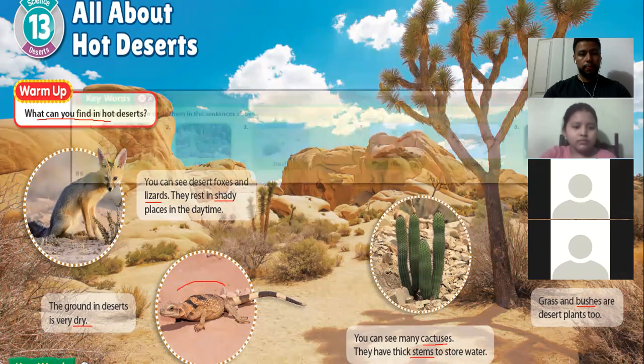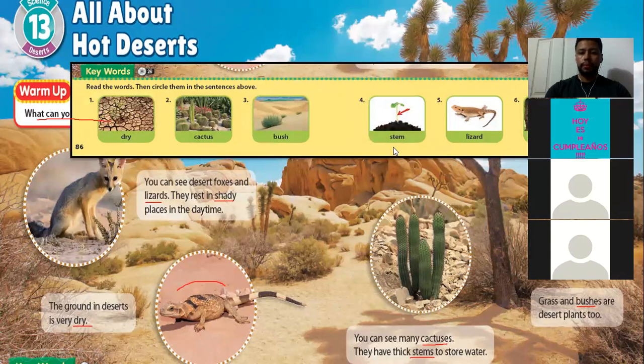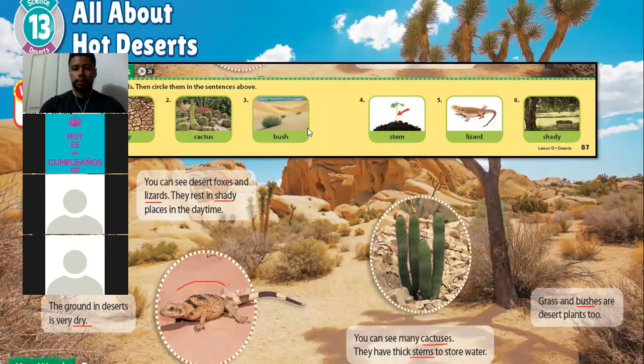Chapter 4. Deserts. Lesson 13. All about hot deserts. Key words: dry, cactus, bush, stem, lizard, shady.